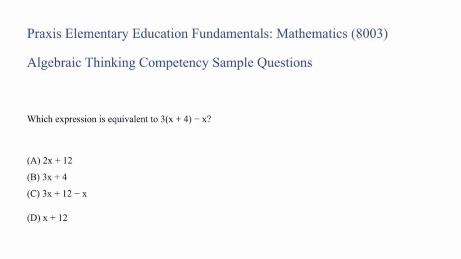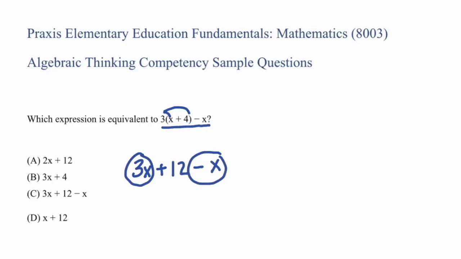Our next question, which expression is equivalent to this? So the first thing that we're going to do is distribute this 3 into our parentheses. That just means that you're multiplying. So we're going to say 3 times x is 3x plus 3 times 4, which is 12, minus x. Since we have 3x over here minus x over here, we are going to combine our like terms to create 2x plus 12. So our answer is going to be A.